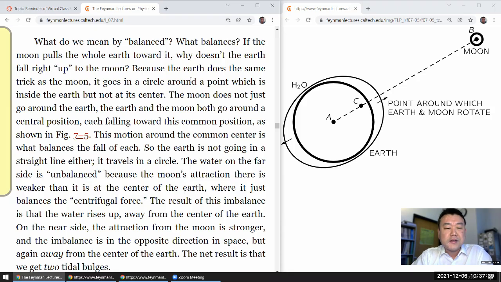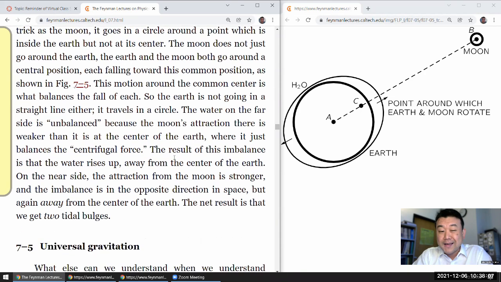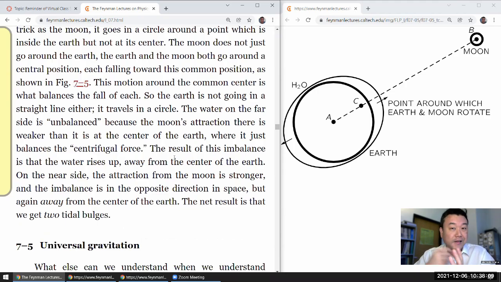The moon does not just go around the Earth. The Earth and the moon both go around the central position, each falling toward this common position as shown in this figure. This is the common point, the very center, or center of mass, or center of weight of Earth and moon. The motion around the common center is what balances the fall of each. So the Earth is not going in a straight line either. It travels in a circle or ellipse, which is quite close to a circle.